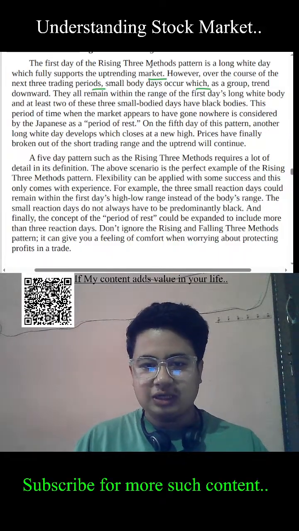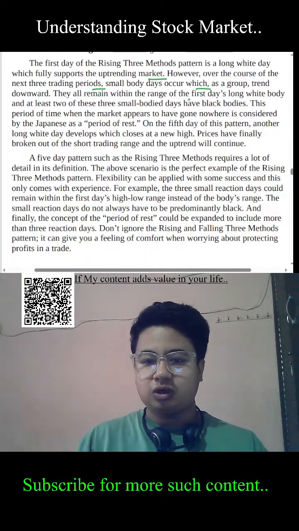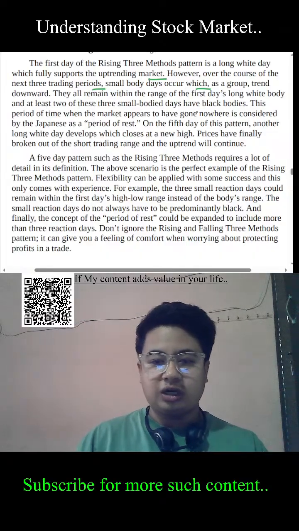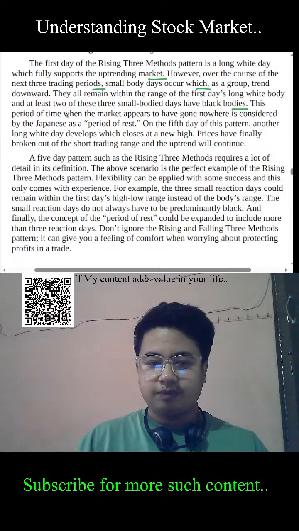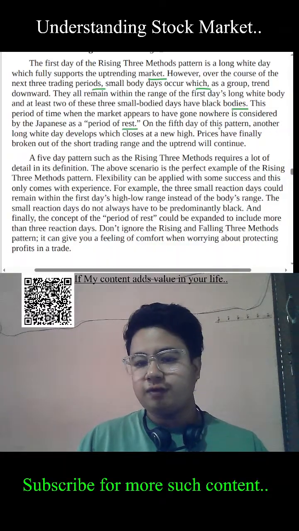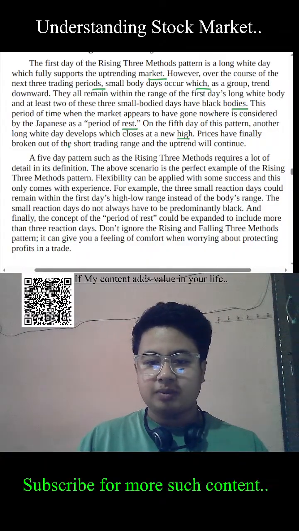The first day of the rising three methods pattern is a long white day which fully supports the uptrending market. However, over the course of the next three trading periods, small body days occur which, as a group, trend downwards. They all remain within the range of the first day's long white body, and at least two of these three small body days have black bodies. This period of time when the market appears to have gone nowhere is considered by the Japanese as a period of rest. On the fifth day of this pattern, another long white day develops, which closes at a new high. Prices have finally broken out of the short trading ranges, and the uptrend will continue.